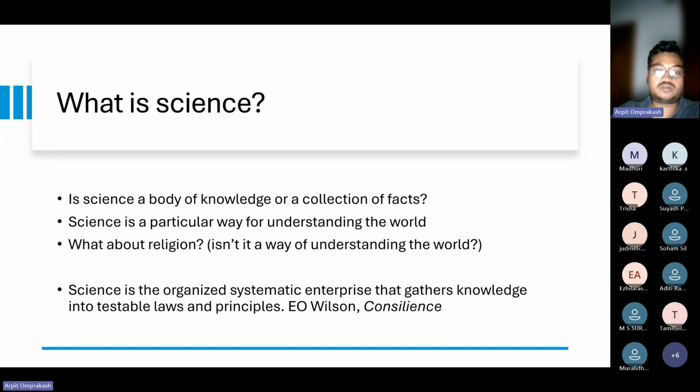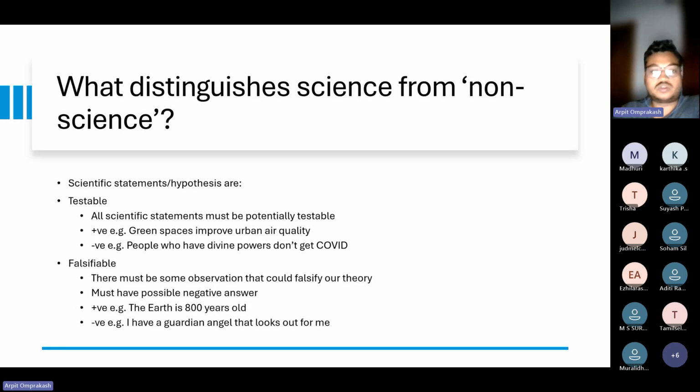Before we move on towards the difference, we will talk about a systematic definition of science, a more organized definition of science, which is also the answer to this question. So science is the organized, systematic enterprise that gathers knowledge into testable laws and principles. This is what one of the famous evolutionary biologists, Wilson, had to say about science. So we'll see what's the difference between science and non-science.